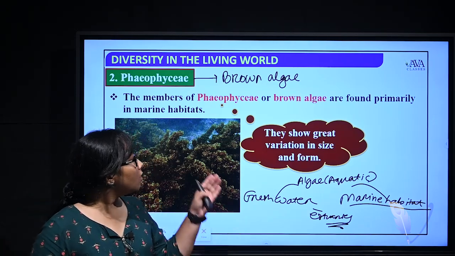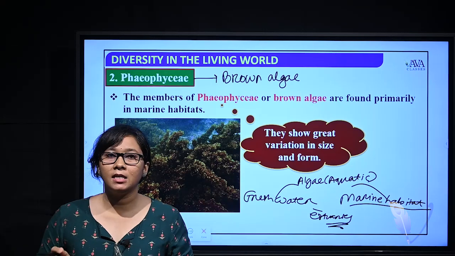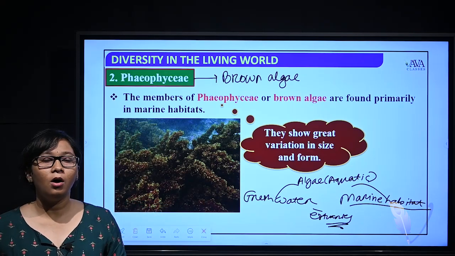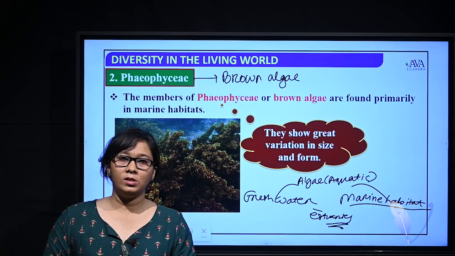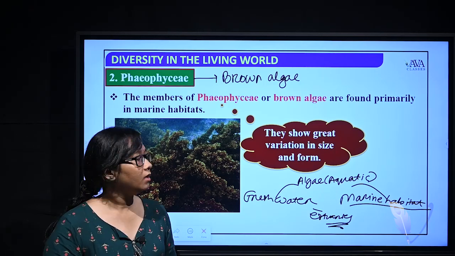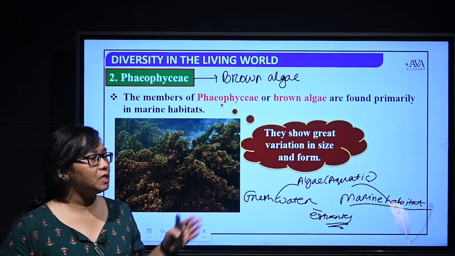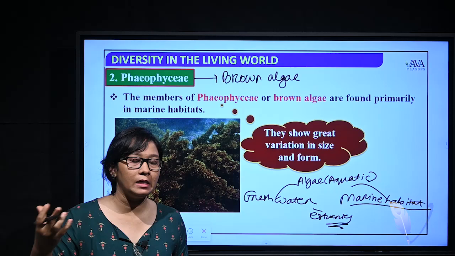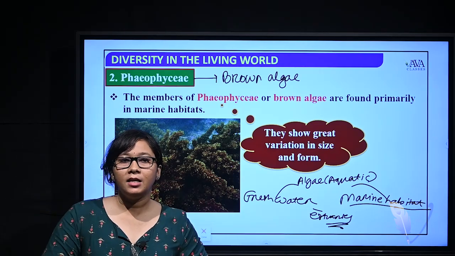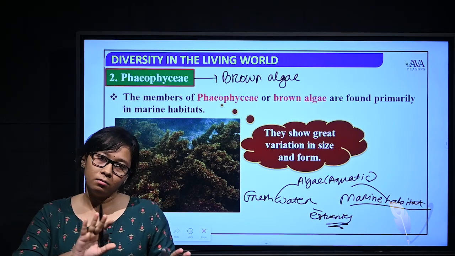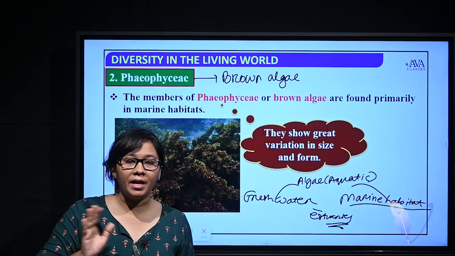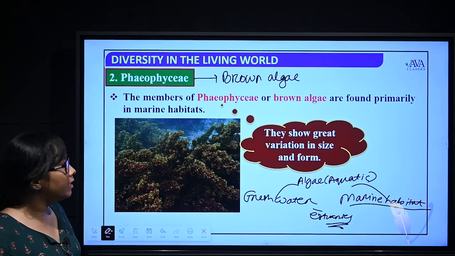All the brown algae are generally found in the marine habitat, in salt water, in the seas or in the oceans. They are not found in freshwater forms. Brown algae are generally bigger than the green algae; comparatively, they are larger than green algae.